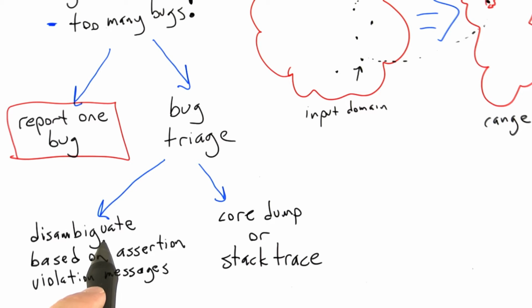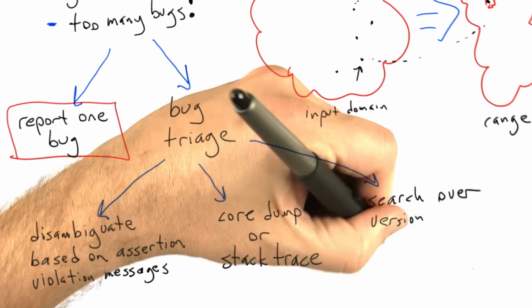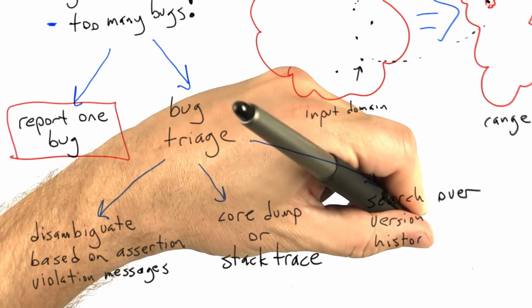Now, a third weapon we have in the arsenal when doing bug triage is actually pretty interesting, which is that we can do a search over the revision history of the software under test. That is to say, of course, if we have access to the revision control system, we can do this.